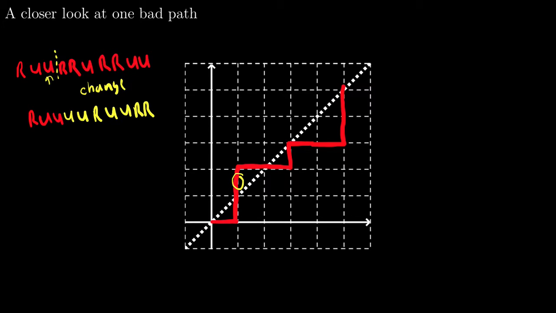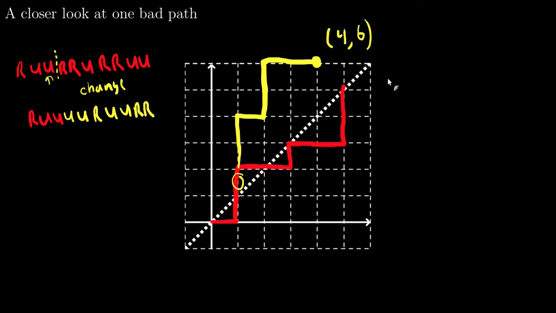And what actually happens now is if I follow this path, so I go right, up, up, and then instead of going right, I go up, up, right, up, up, right, right. I don't get to 5, 5 anymore. I get to 4, 6.